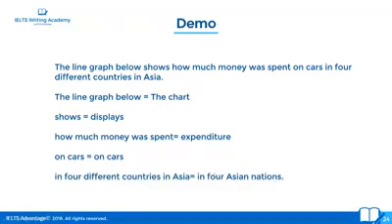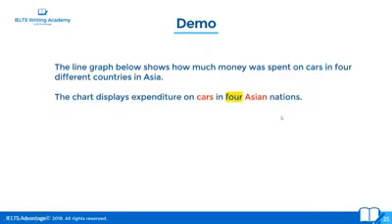Alright? In 4, I'm not going to change in 4 because 4 is 4. It doesn't change. Different countries in Asia, Asian nations. Okay? So let's look at that. So here is my paraphrase. The chart displays expenditure on cars in 4 Asian nations.